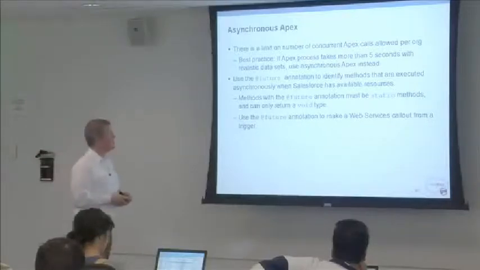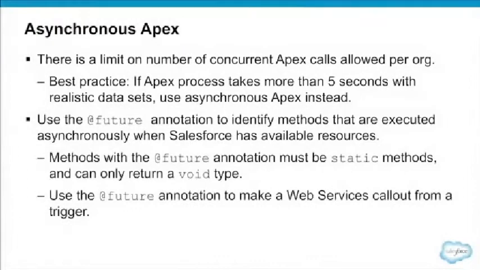Now, the reason we're talking about asynchronous Apex here in the web services module is that you cannot do a synchronous web service callout from a trigger. So all web service callouts from a trigger must be done asynchronously. And if you think about it, during the execution of a trigger, we're holding on to a database connection, and we don't want to hold on to that for 2 minutes waiting for a response to come back. Okay?